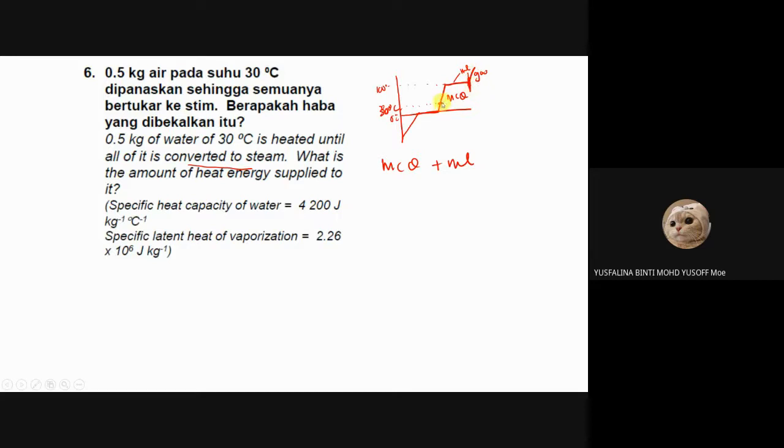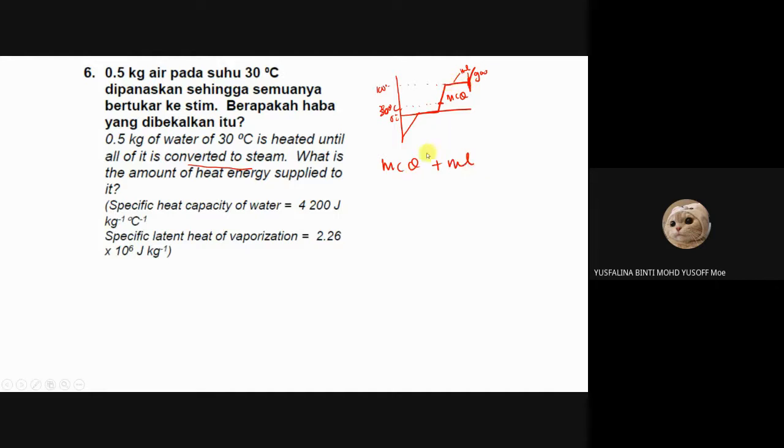At the first part, we increase the temperature until it becomes 100 degrees Celsius, to boil the water first. So how much energy is needed to increase the temperature? You use MC theta. After that, at ML, it starts to change to gas, to steam, but it only completely turns into steam at this point. So for this one you have to use ML. So MC theta plus ML.